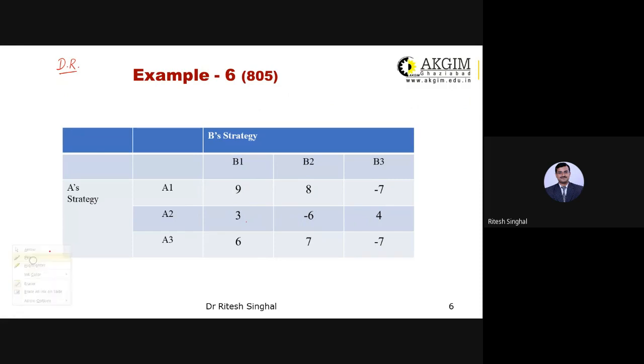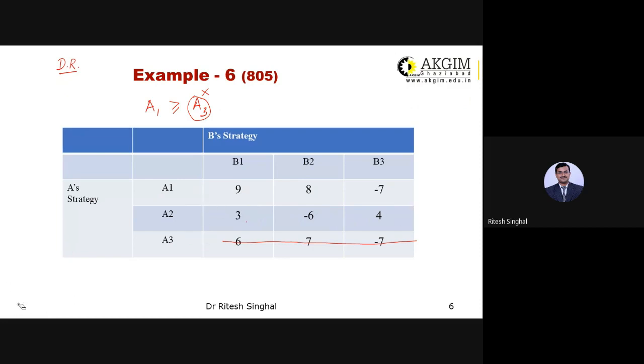The other combination left here is A1 and A3, first row and third row. Here 9 is greater than 6, very good. 8 is greater than 7, okay, and -7 is equal to -7. It means we can say that values of A1 are greater than or equal to values of A3. In case of dominance rule, we remove the rows which have lesser values. So we are going to remove the third row. The third row is to be struck off here, and the game is now reduced by one row.